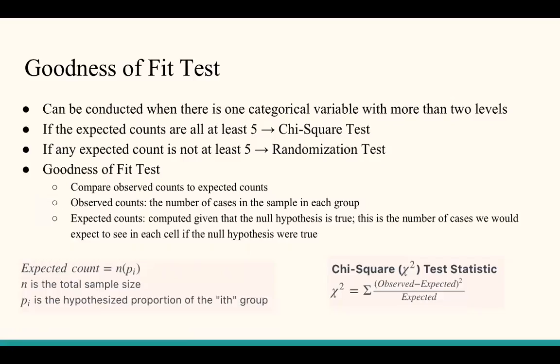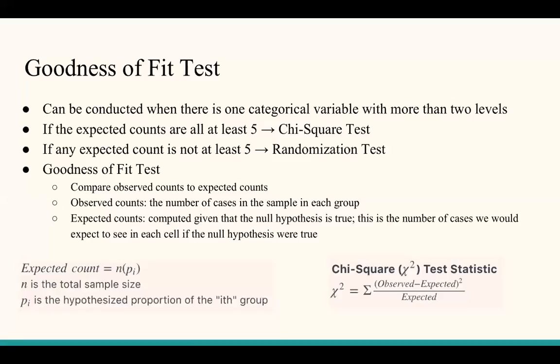So a goodness of fit test compares observed counts to expected counts. Observed counts is the number of cases in the sample in each group, and then you have to compute your expected counts given that the null hypothesis is true. So in this case, the number of cases you'd expect to see in each cell if the null hypothesis were true. So you calculate expected counts and then compare them to the observed counts that you observe when collecting your data. You calculate expected counts in the formula below by multiplying your total sample size times the proportion of whatever group you're calculating for.